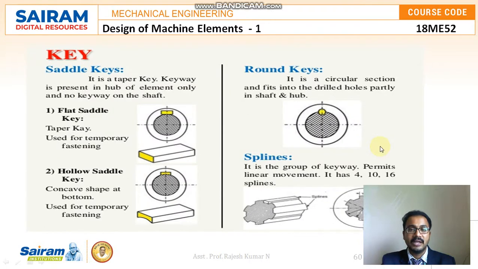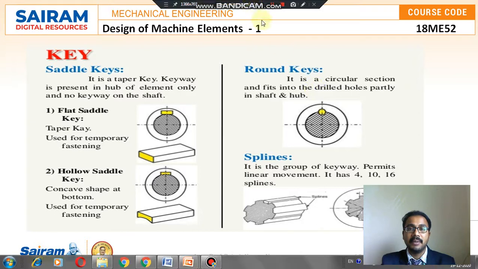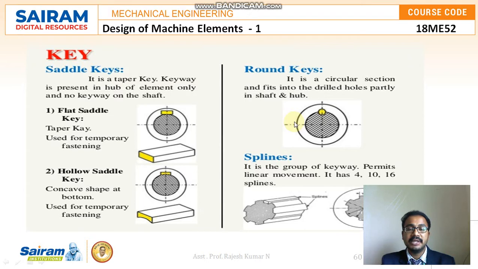The formulas are also written here: square key, gib head key, and woodruff key. Everything is covered. And for the saddle key, we have a flat saddle key and the hollow saddle key, which are used for temporary fastening. Moving to the round keys, they have a circular cross section and fit into drilled holes partly in the shaft and hub. And splines are a group of keyways that permit linear movement. They have 4, 10, and 16 splines.